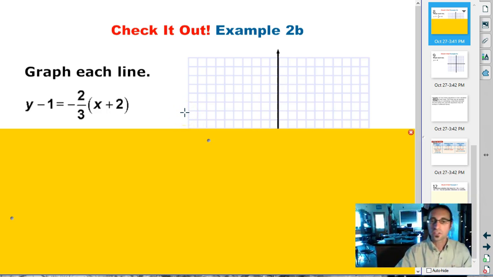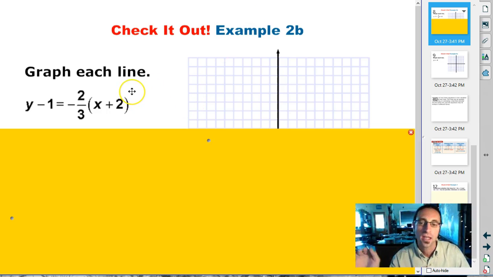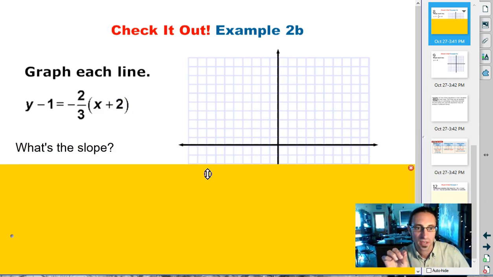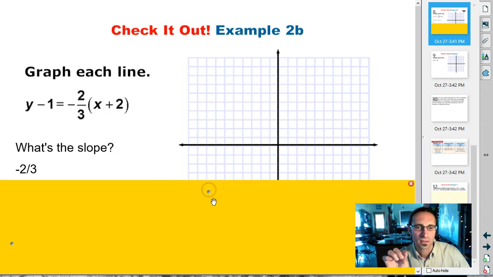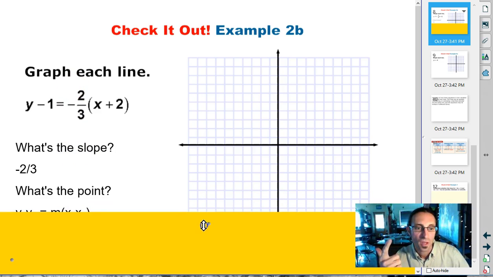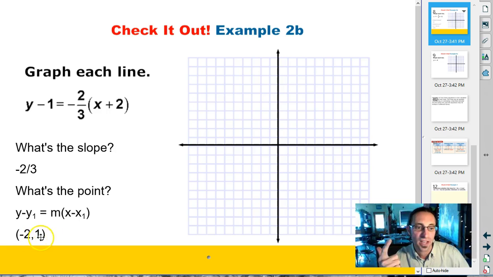Now, in this one, it's a little more complicated, but you know what? You can still do it. Don't freak out. The key to this problem is recognizing it is point slope form, which means I'm giving you a point. What point am I giving you? x1, it looks like plus 2, which really means it's negative 2. And then my y coordinate is just going to be positive 1. What's the slope? First thing to start with is the slope, negative 2/3. What's the point? And again, the point is negative 2, 1.